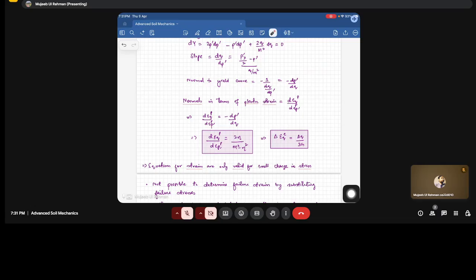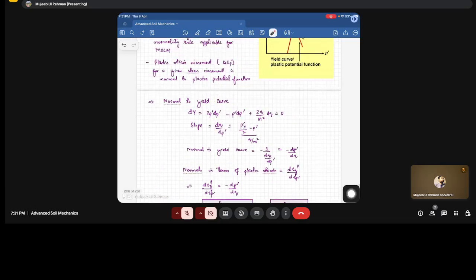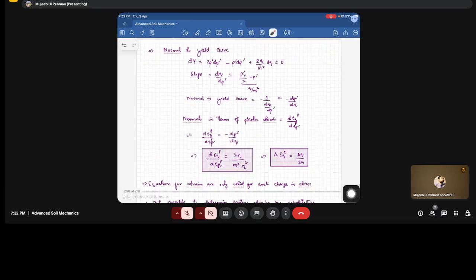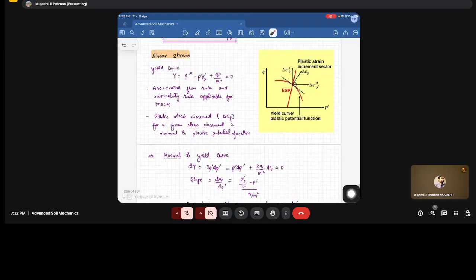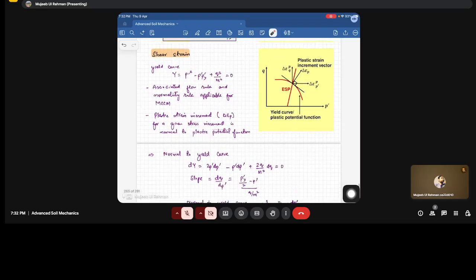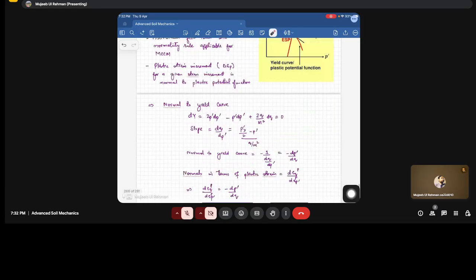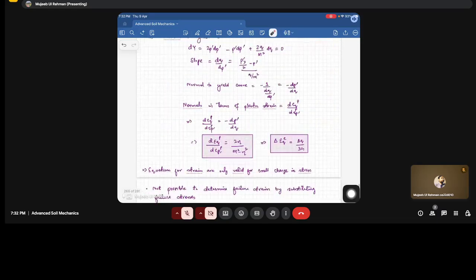So we can say the slope of this line, the plastic strain increment, you will get as d epsilon q p divided by d epsilon p dash p is equal to twice eta divided by M square minus eta square. From here you can also determine delta epsilon q e, the elastic component of the strain, which is given by delta q divided by 3G.